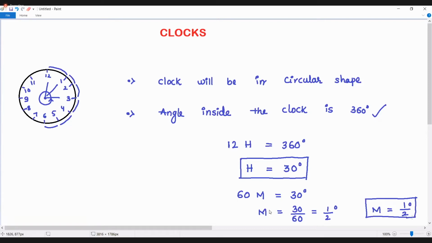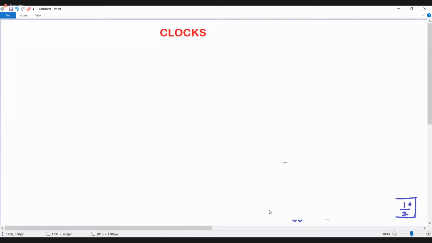So keep these points in mind before you proceed with the solution. The only points I am expecting you to understand from this discussion are: in clocks, 1 hour will make 30 degrees and 1 minute will make half a degree. Please remember these points before we proceed with solving the question related to clocks, type 1.